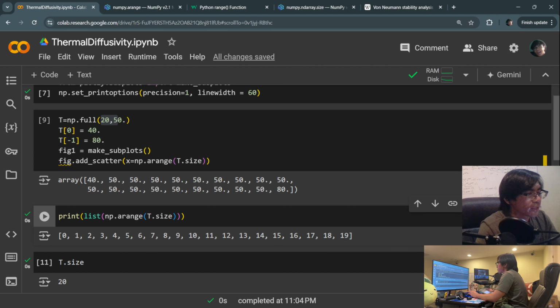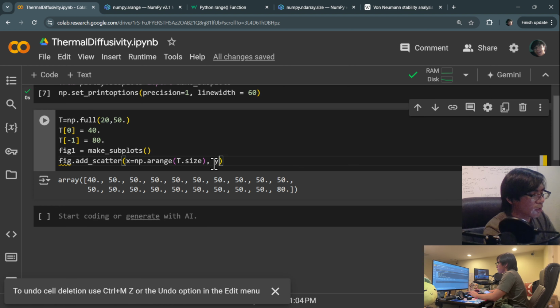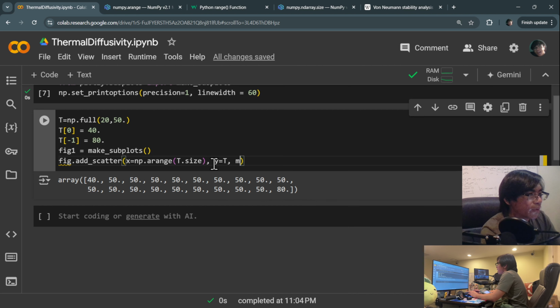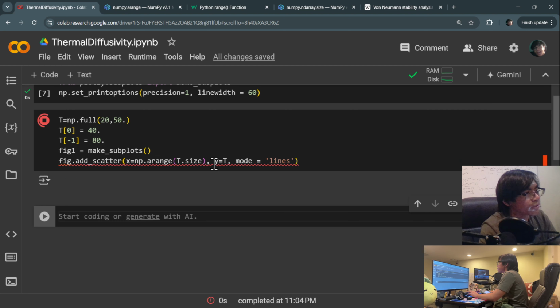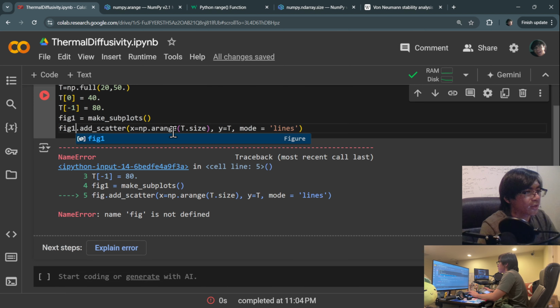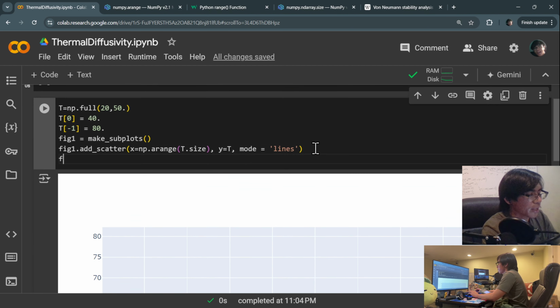And that should be taken care of. That also plots our y, which is just our t, our temperatures, and then making sure we're in lines. Let's go ahead and check that. Not defined. Yep, big one. And I think it should just show up. Awesome.